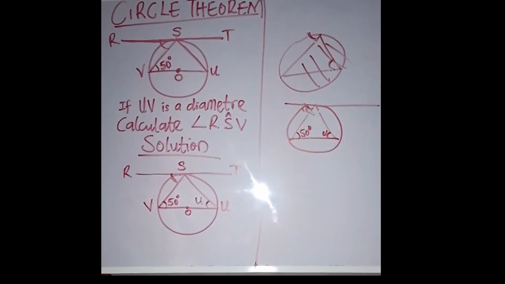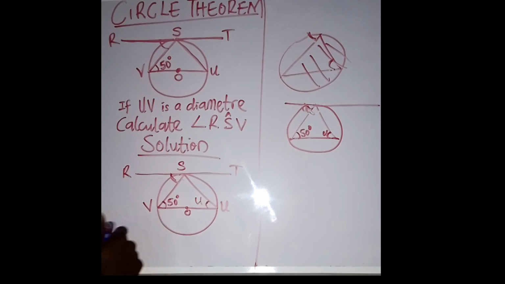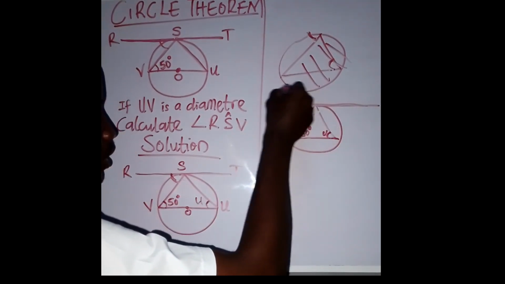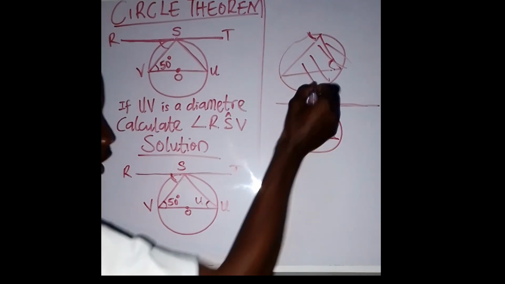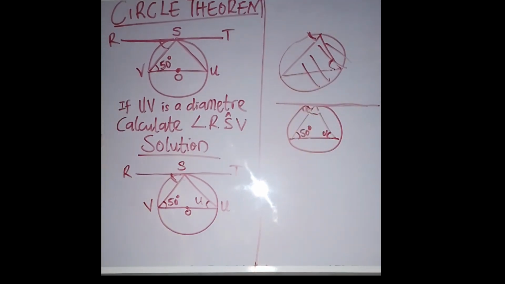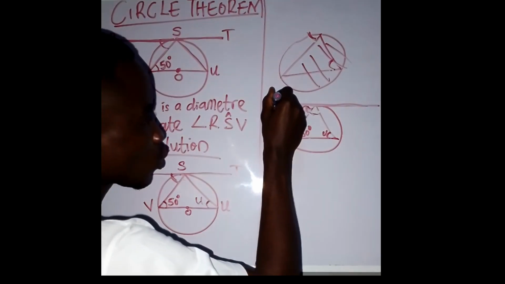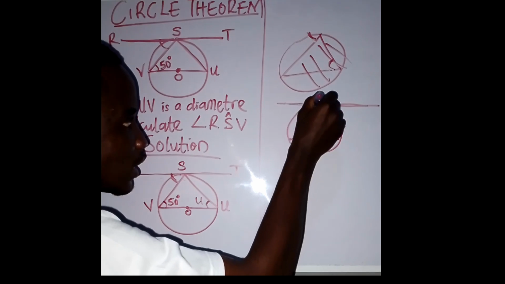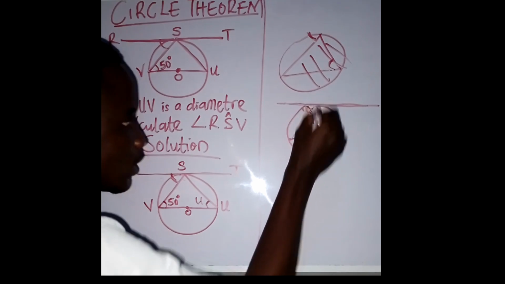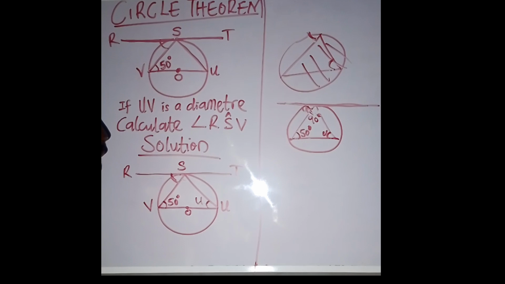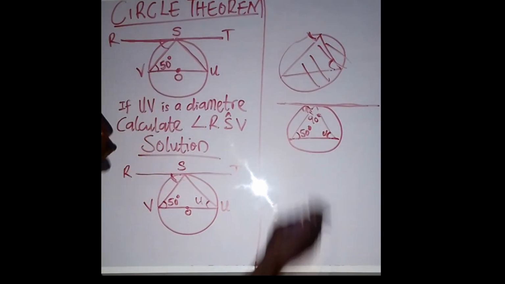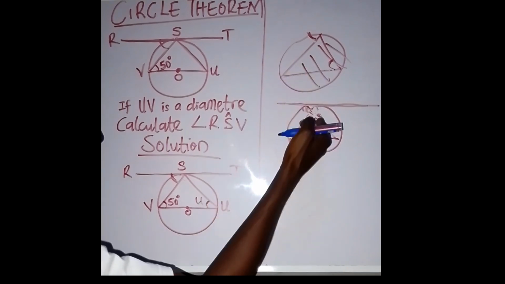So how do I get this part? Another rule says that a line that touches the circumference of the circle is called the tangent. So this line is called the tangent. So this particular angle here is 90 degrees. Why? Because any line that touches the circumference of a circle, the angle formed is equal to 90 degrees. So that means this part is 90 degrees.